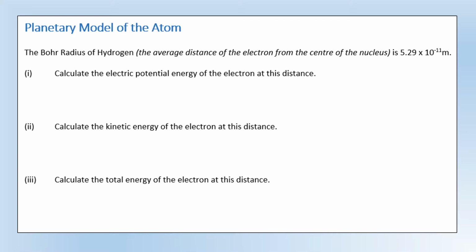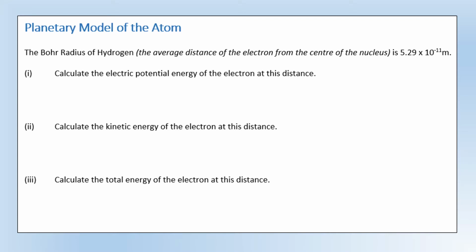where we imagine that electrons are in orbit around the nucleus like planets around the sun. So the Bohr radius of hydrogen, which is the average distance of an electron from the center of the nucleus, is 5.29 times 10 to the minus 11 meters. Calculate the electric potential energy of the electron at this distance.